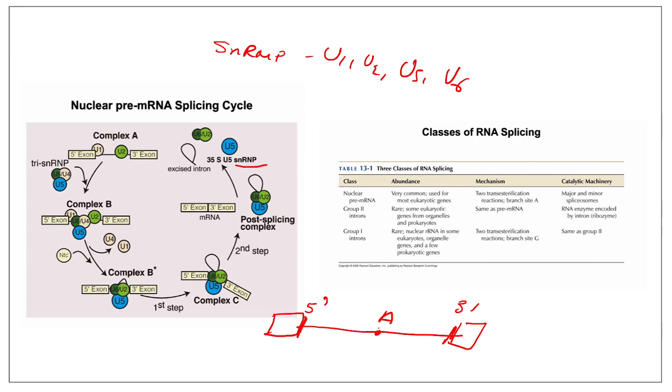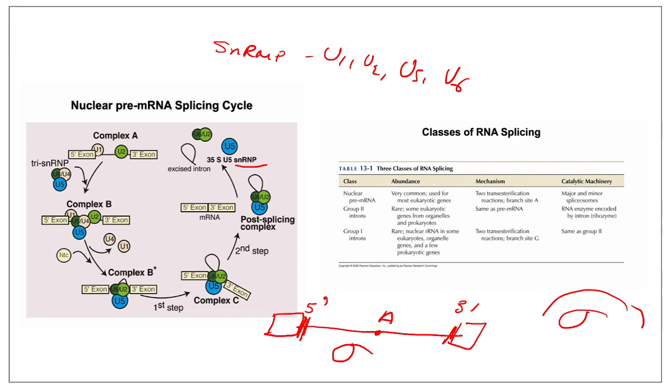And what happens is that this branch point attacks the 5 prime site, and this is cut. The attack is a nucleophilic attack, and then a lariat structure is formed, and then the 3 prime site is attacked, and as a lariat structure your intron is removed. So you see over here, this is the 5 prime splice site, this is the 3 prime splice site.